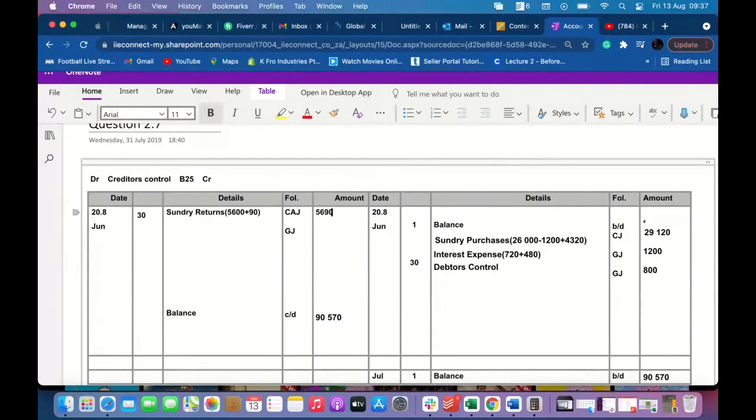Now we need to say, what are the things we left out in the creditors control? We had bank. This was us paying them. You see that settlement discount, that 500 Rand on the credit side. Settlement discount received, sorry. We actually should be putting this on this side here.